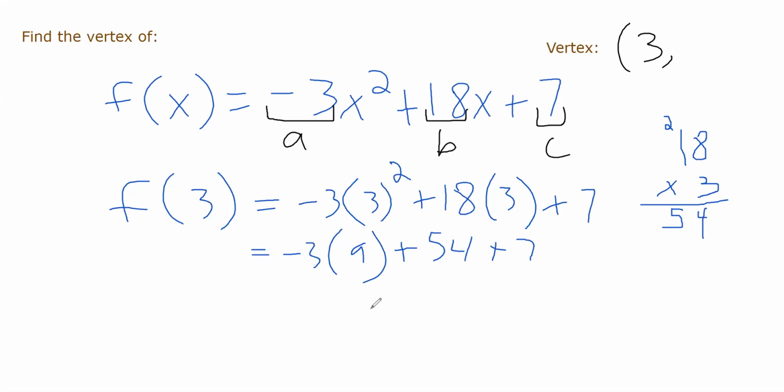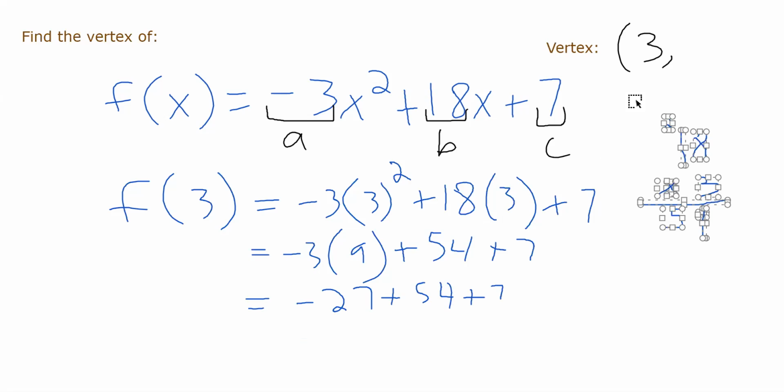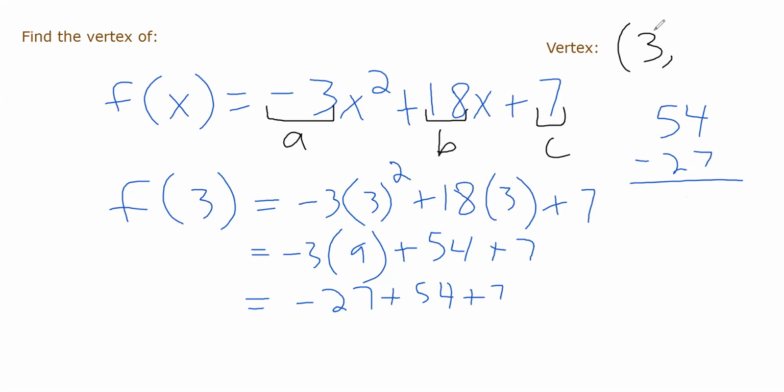And then we got to just kind of clean up, do the arithmetic. Negative 3 times 9, negative 27, plus 54, plus 7. I guess we can do the 54 plus 7 first, but let's do it left to right, just because that's technically proper, but it would have worked out either way. Now we got to do negative 27 plus 54, which is the same as 54 minus 27. You're going to get 27 out of that. So you're going to get positive 27 plus 7, which maybe you can see will be 34.